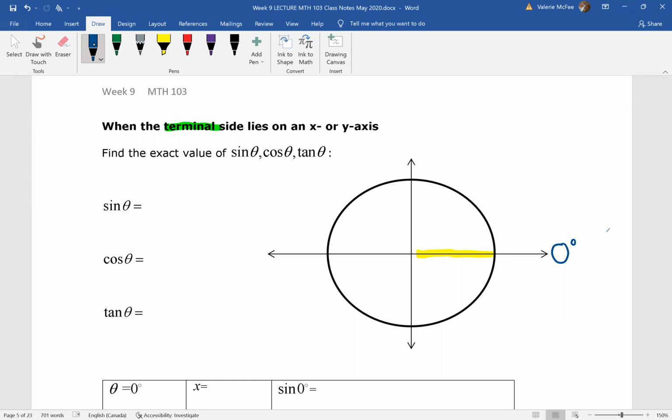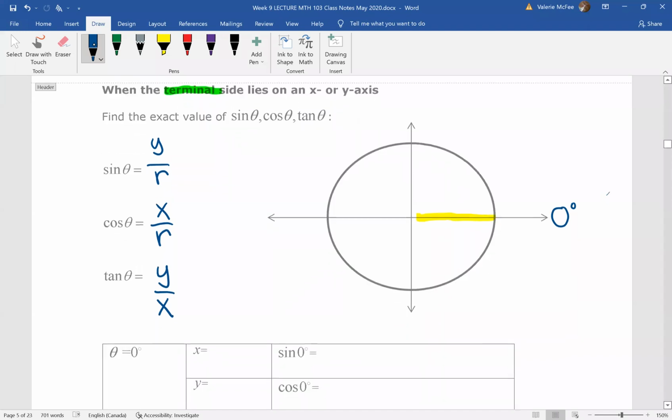So before we do that, let's remember our ratios. Can you write them down for memory? I'll get you started. Sine theta was Y over R. Cosine theta, X over R. Tangent theta, Y over X.